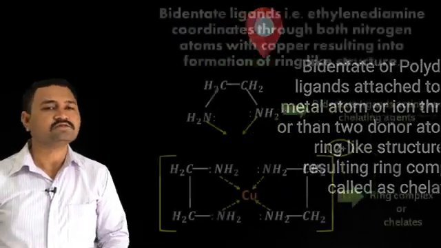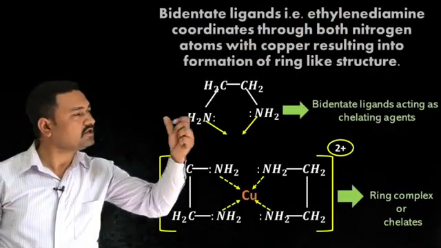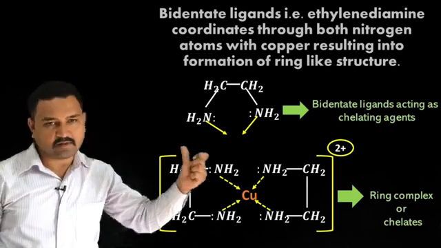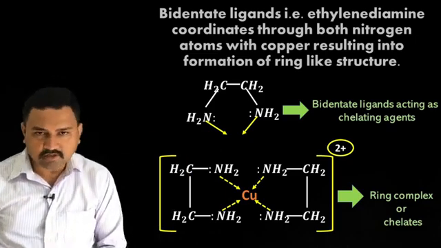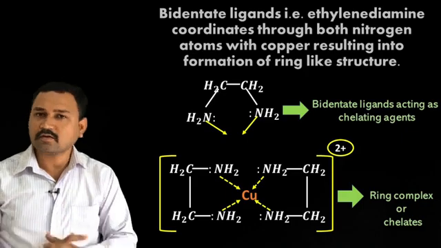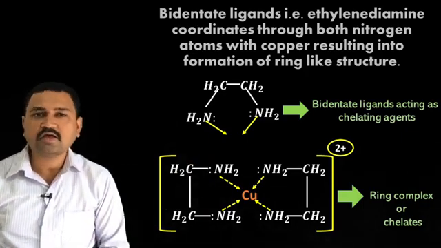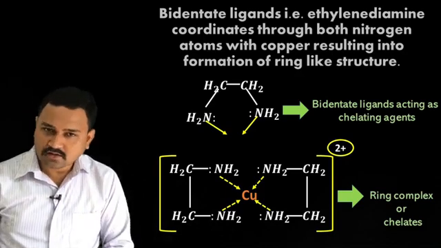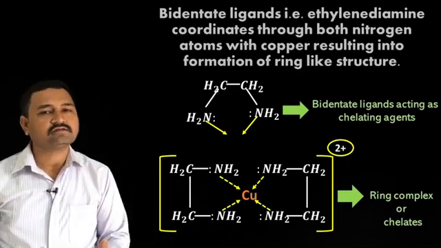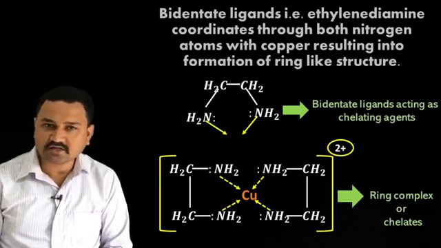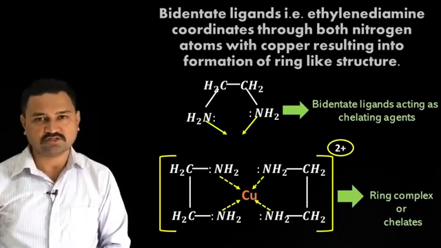Now if we consider an example of a chelating ligand, a bidentate ligand, that is ethylene diamine. Ethylene diamine coordinated to copper forms a ring-like structure that I have shown here. Hence this bidentate ethylene diamine can act as a chelating ligand or chelating agent if it forms the ring-like structure.